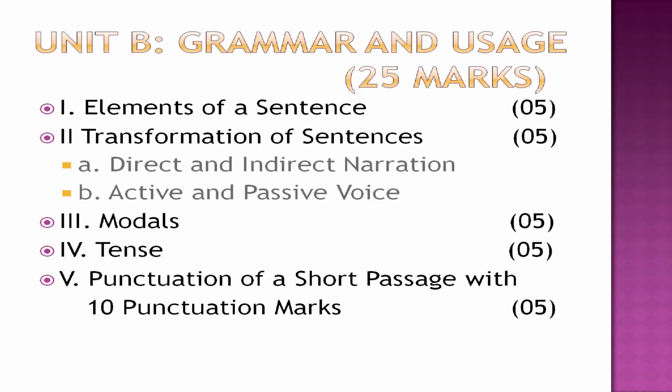Unit B consists of Grammar and Uses carrying 25 marks and there are 6 grammar topics which you are supposed to study. Number 1 is Elements of a Sentence. Number 2, Transformation of Sentences. You have 2 topics under this category. Number 1 is Direct and Indirect Narration, also known as Reported Speech. And the second one is Active and Passive Voice.